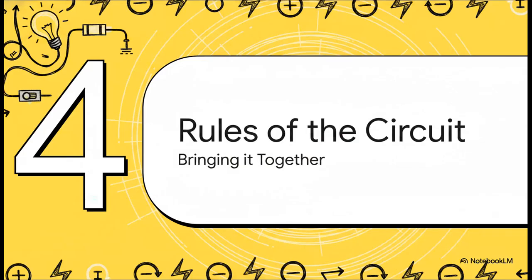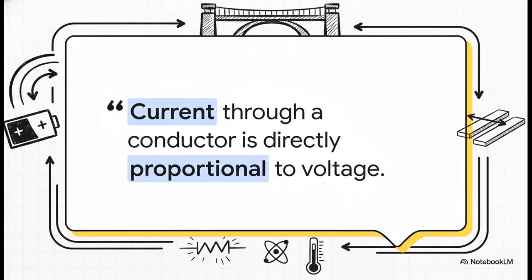And that brings us to part 4, the rules of the circuit, bringing it together. We've got our fundamental forces. We've got our physical components. Now, we just need the universal laws that dictate how they all actually interact. Let's kick this off with the most famous rule of the bunch, Ohm's law.